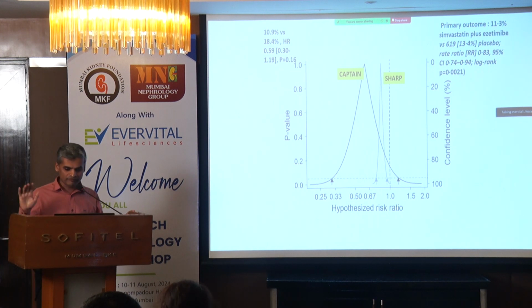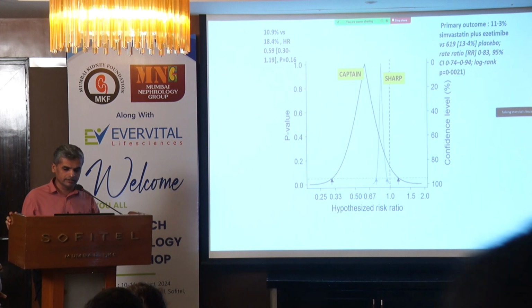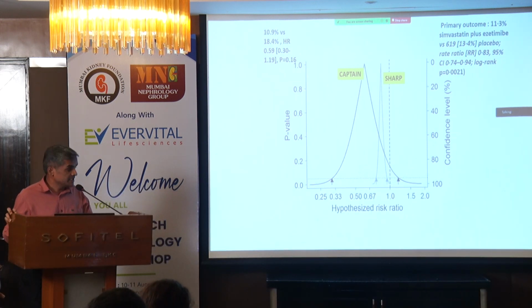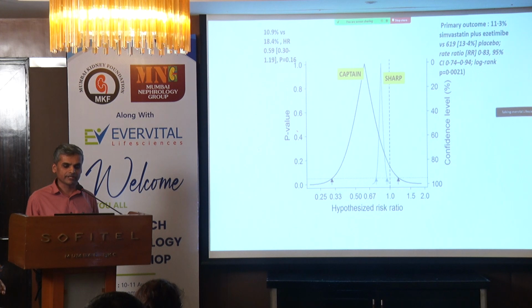Now bear with me, most of us hate mathematics, but still I will just take you through this p-value function of these two trials. On the right is the SHARP and on the left is CAPTAIN. One is the point of no difference, and as you can see here, in the SHARP trial, this confidence interval is very narrow, and p-value is significant because it doesn't cross the point of no effect, as against in CAPTAIN, although there is a large reduction, but p-value is insignificant.